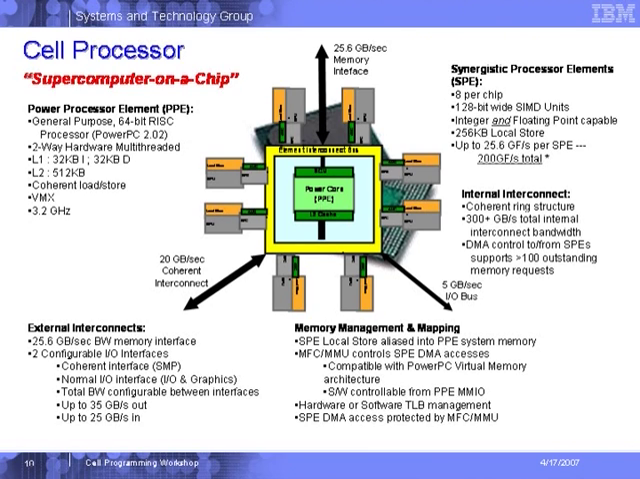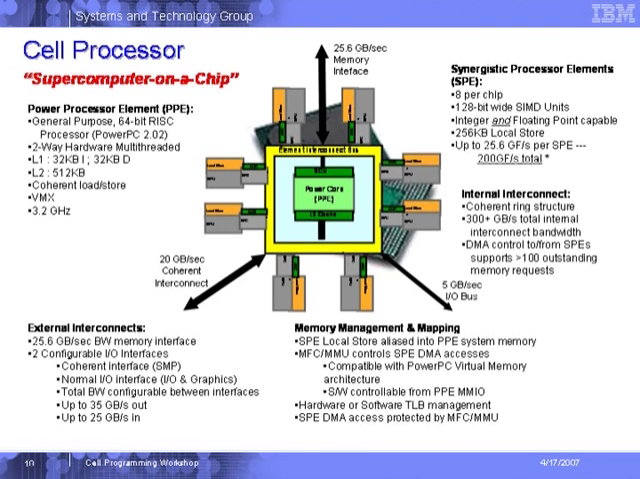And we also have the interconnect right here, which connects all the elements together. The description is that we can have greater than 100 outstanding memory requests at any given instant of time going through this EIB here.